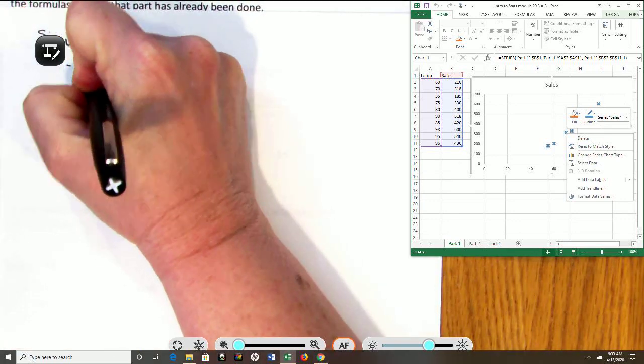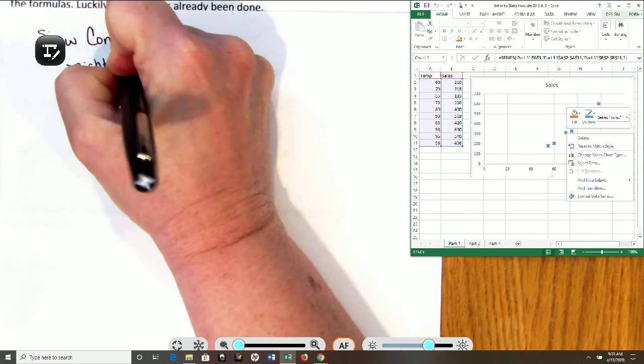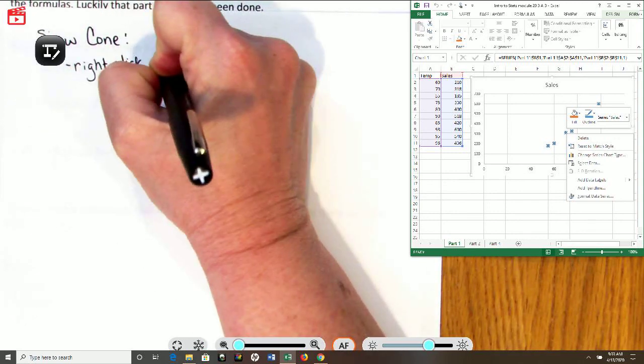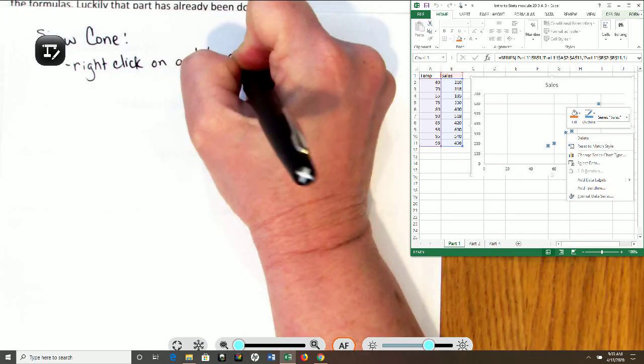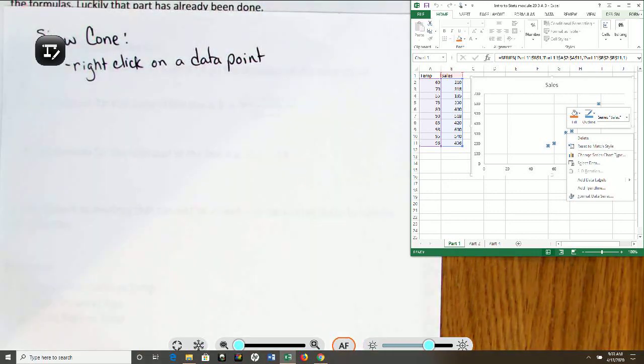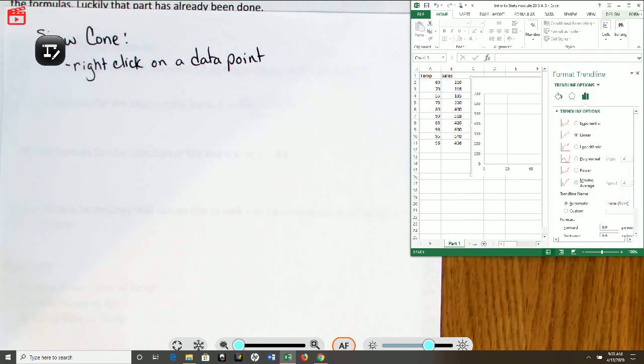We do a right click on a data point, and again, it does not matter which one you pick. This little menu should pop up. Okay, and I want you to notice that if you go partway down, we see this add trend line. So I'm going to click on that trend line, and this is a normal click when you're using your mouse.